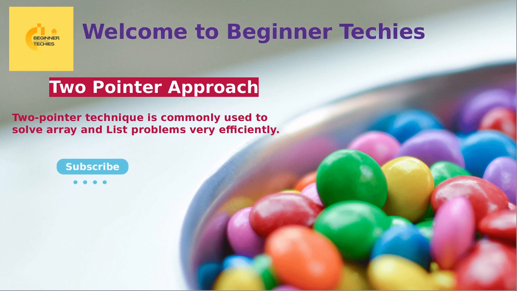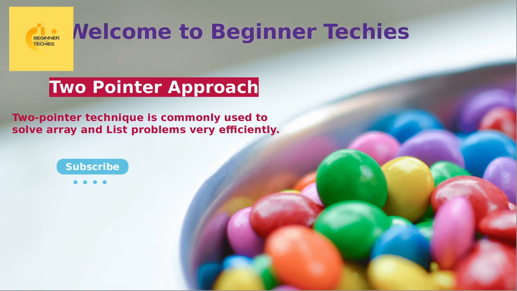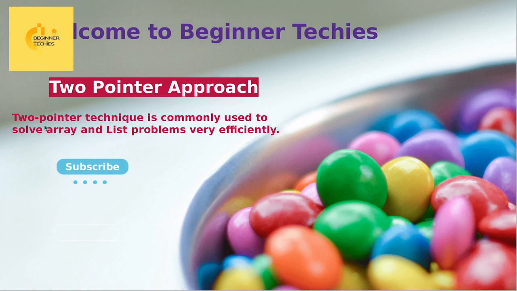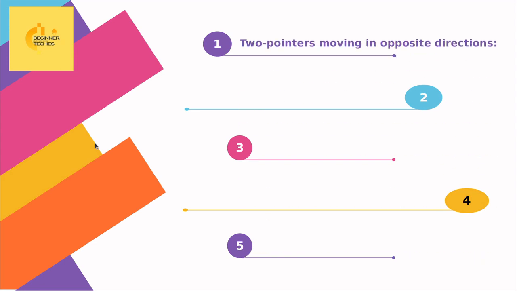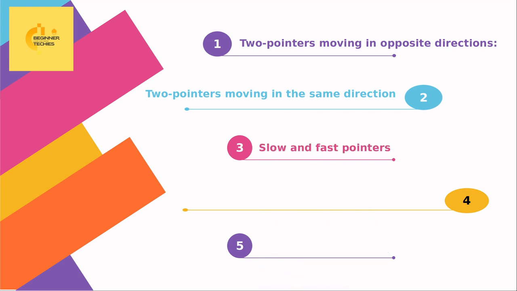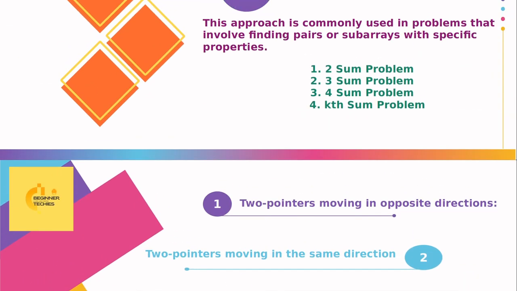So how can we apply the two pointer approach? There are five ways actually. The first one is two pointers moving in opposite directions, the second is two pointers moving in the same direction, and the third is slow and fast pointers. The fourth is one pointer with a fixed distance from the other, and the fifth is three pointers. These are all part of the two pointers technique. Let's understand them one by one.